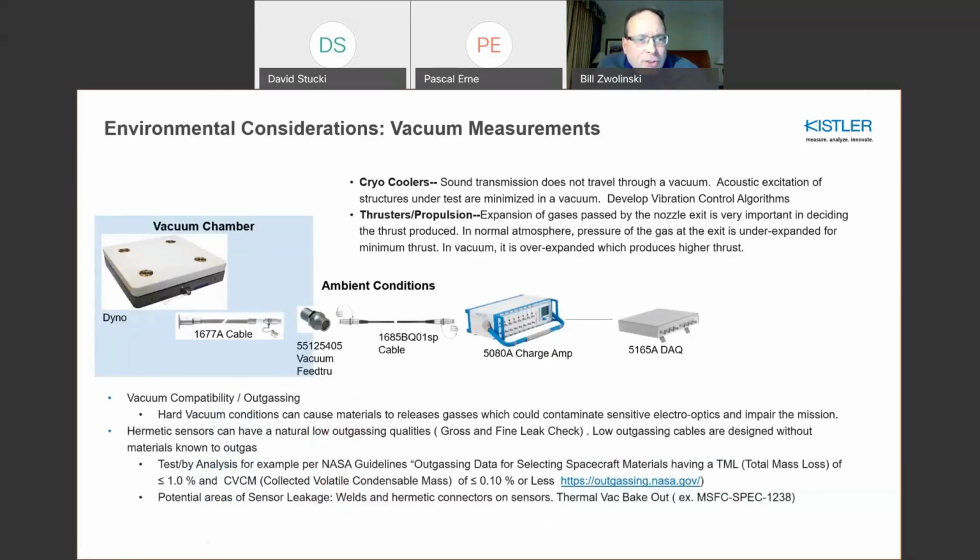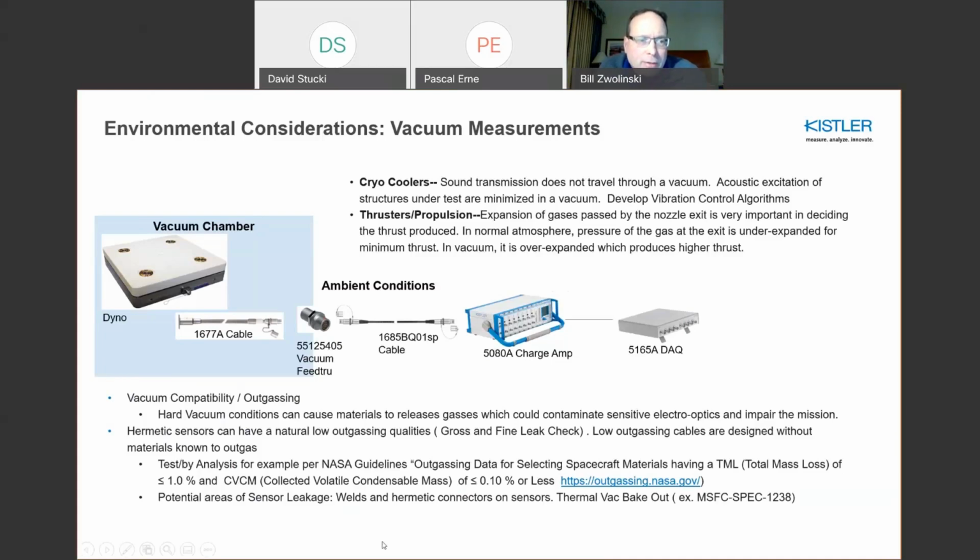As far as vacuum measurements go, there's a call for vacuum measurements in a lot of different applications. Cryocoolers obviously can be acoustically noisy, and sound transmission does not travel through a vacuum. And with thrusters and propulsion, you would get a higher thrust level in a vacuum because the gases are overexpanded, which produces the higher thrust. So there are many reasons why you'd want to do a vacuum test on your test article.